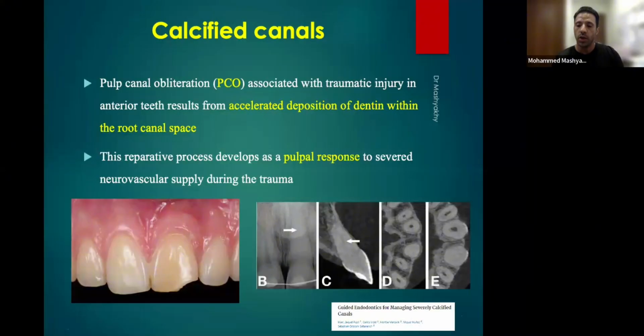I will start with one of the cases that always comes to the clinic, which is calcified teeth. Calcification, especially in the anterior teeth, happens if you have a trauma, either an accident or fighting or whatever. What happens is the acceleration of the deposition of dentine within the root canal system because of the pulpal response. So the pulp becomes very calcified, and you can even see the discoloration of the crown of the tooth.